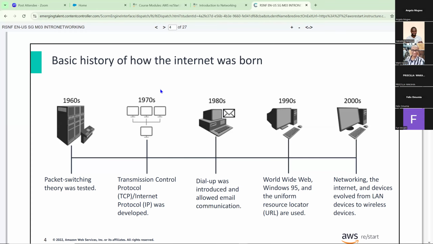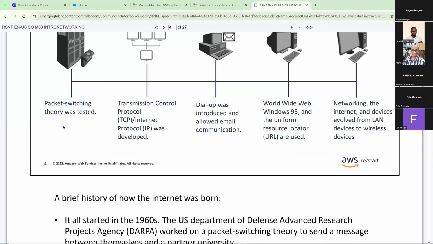So the Wi-Fi that we have now started being developed around the 2000s, and from that point to date, a lot more has happened.